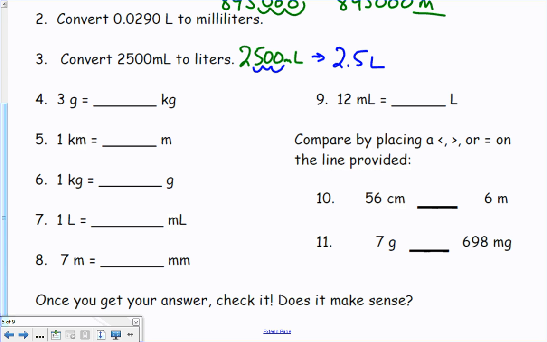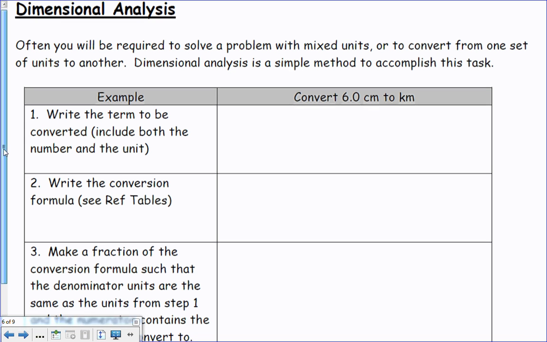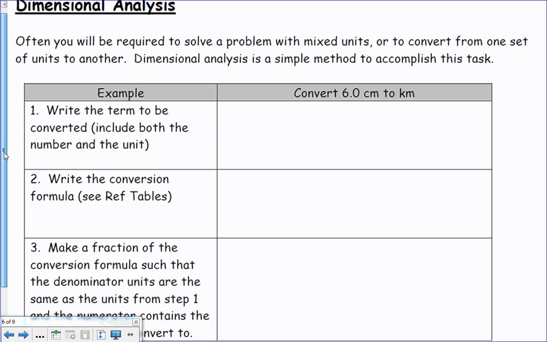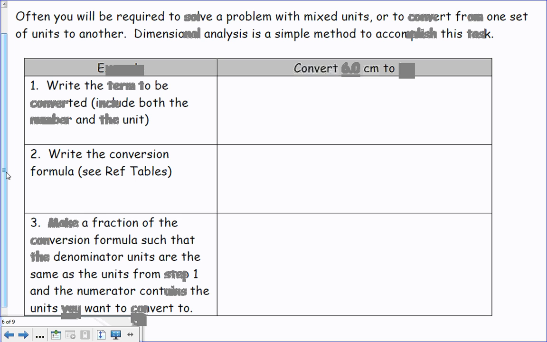Do check to see if it makes sense, because hopefully we have a good feeling that a kilometer is bigger than a meter. All right, so now, dimensional analysis. I want you to pay careful attention when you write these notes down. We're going to need a lot of practice on this. Convert 6 centimeters to kilometers.